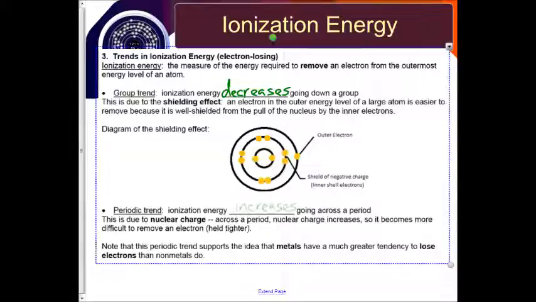Now, the periodic trend, ionization energy, increases going across the period. This is due to the nuclear charge. The more protons there are, the stronger the pull they have on those electrons, so we have to fight against that. As you go across, it increases, so the ones on the far right, much harder to take an electron from than the ones that are on the left.